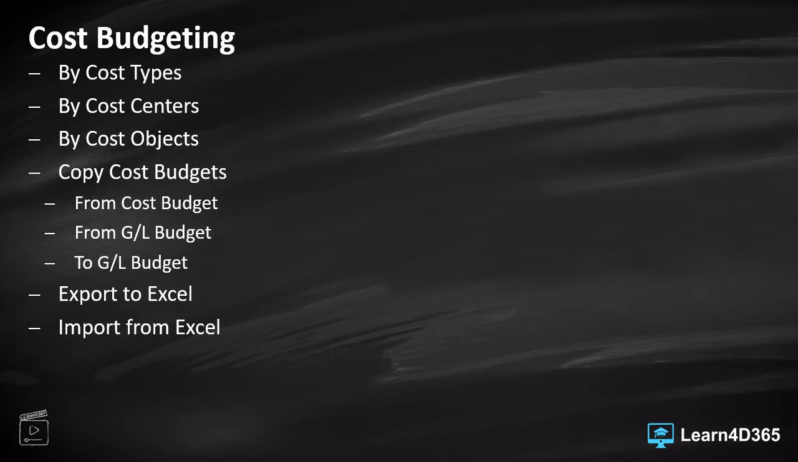You can copy cost budgets from other cost budgets or into other cost budgets, from a financial budget or into a financial budget. This means that we have extensive options for budgeting in either financial accounting or cost accounting, and then copying the values from one another. In addition, budgets can be exported to Excel or imported from Excel. How does it look in Business Central?